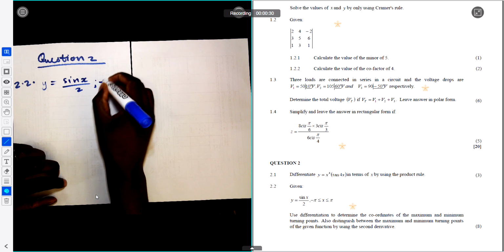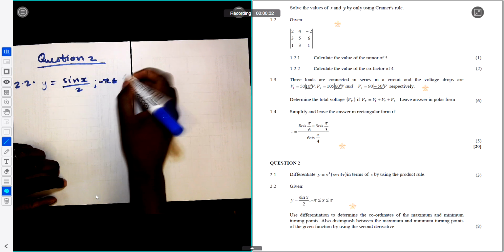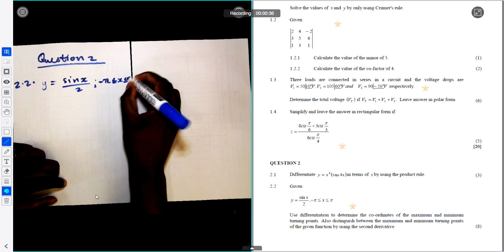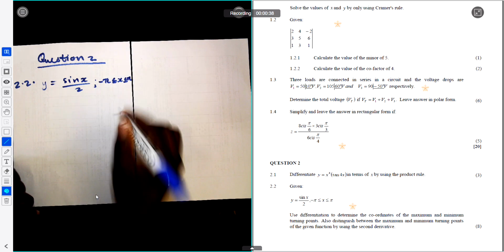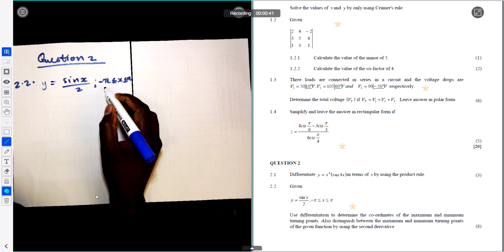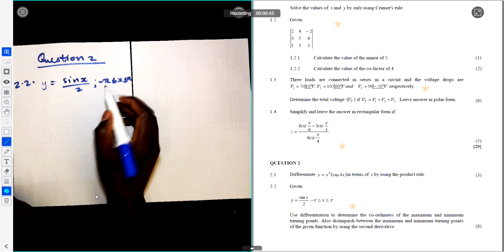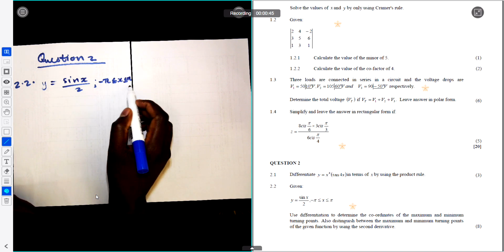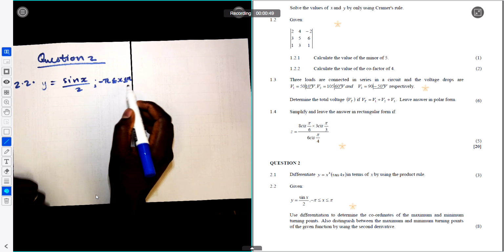Given the domain is negative pi, so x is between negative pi and positive pi. So we'll remember that pi is in radians, so in degrees it is 180 degrees. So it's between negative 180 to positive 180 degrees.